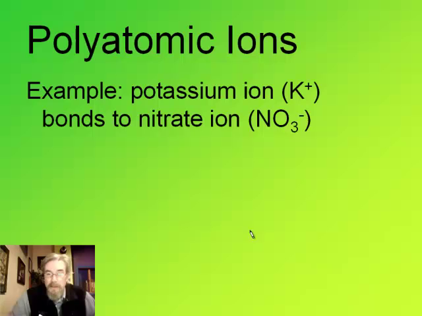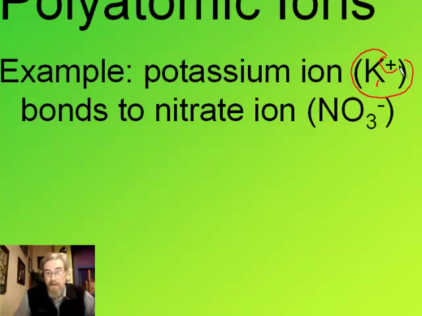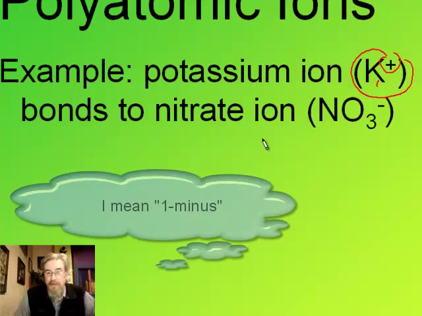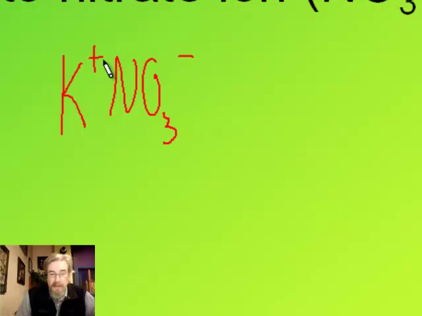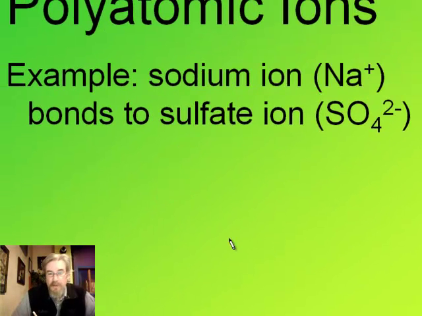Here's an example. Say we wanted to make a formula for a compound that occurs when potassium ion, K+, remember because it's column 1, bonds to a polyatomic ion called nitrate, which is NO3 1-. I put the K down here, write cation first, nitrate, NO3 1-, and here I have equal and opposite charges, so I won't have any subscripts. This formula just ends up being KNO3. Now it does have a subscript, that 3, but that was there as part of the polyatomic ion, so that won't change.